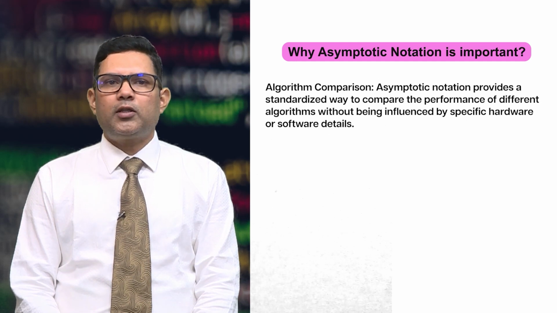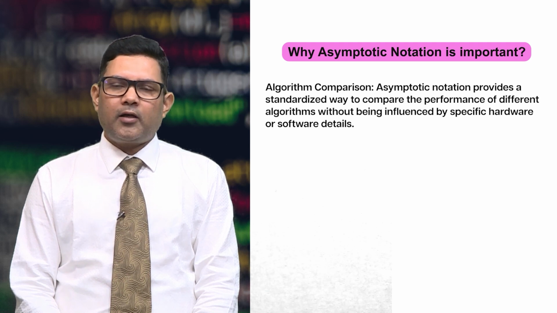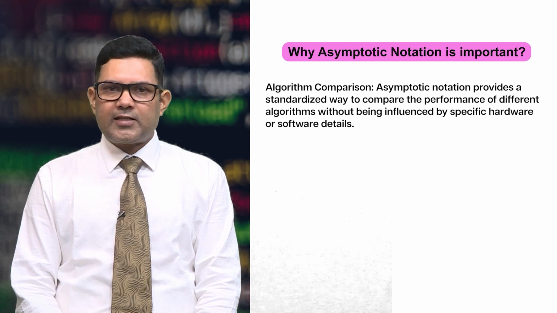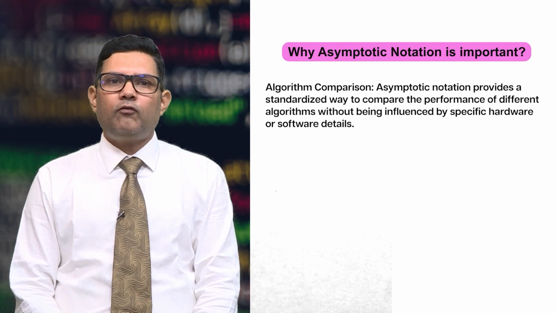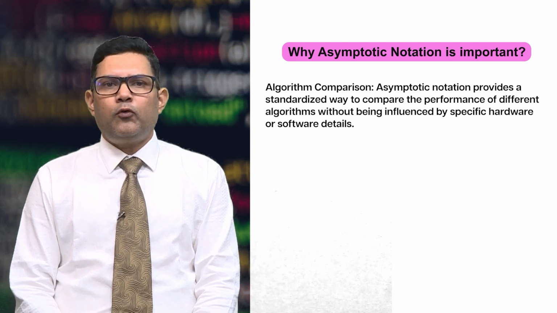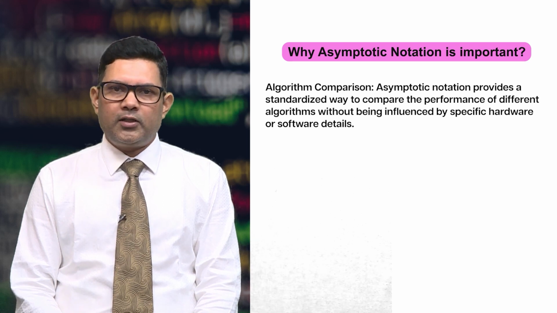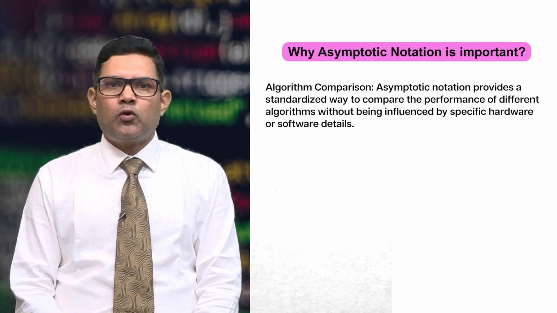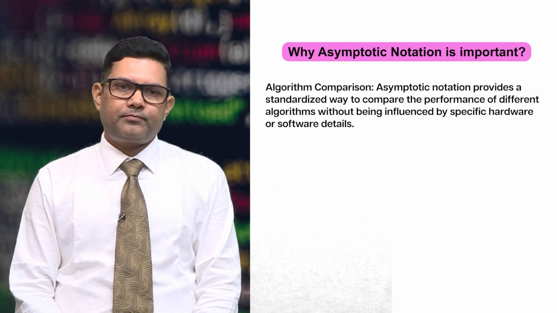Next parameter is algorithm comparison. If a particular algorithm is given and we want to compare algorithms with respect to best case, worst case or average case, then asymptotic notation plays a vital role. Asymptotic notation provides a standard way to compare the performance of different algorithms without being influenced by specific hardware or software details. Whenever we compare different algorithms, we don't consider the software or the hardware used. So using asymptotic notation, you can easily compare the different algorithms.